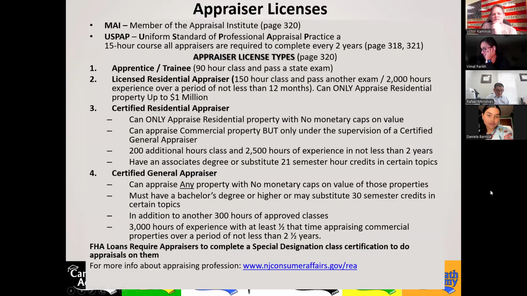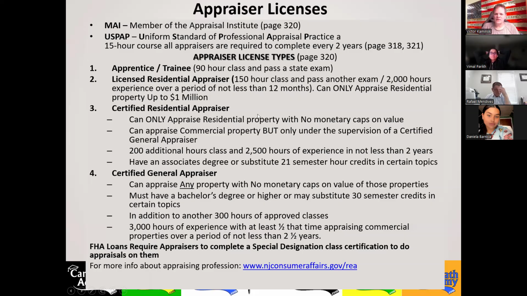All right. So once again, I got a slide here that explains it all. MAI members are of the Appraisal Institute. USPAP is the Uniform Standards of Professional Appraisal Practice. It's a 15-hour course all appraisers are required to complete every 2 years. For apprentice trainee, you need to take a 90-hour class and pass an exam. Then you could go on to become a licensed residential appraiser: take a 150-hour class and pass another exam, and have 2,000 hours of experience over a period of not less than 12 months as an apprentice trainee. And then you can only appraise residential properties up to $1 million.